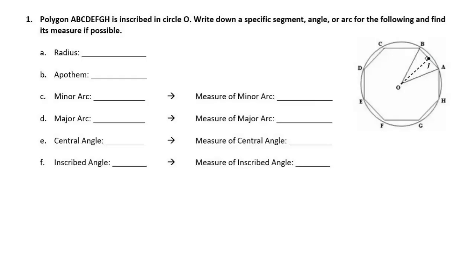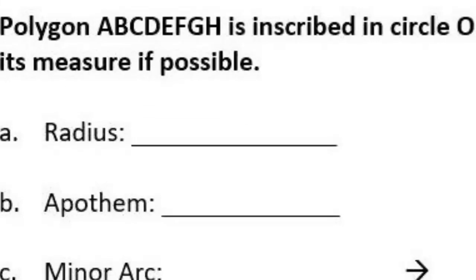Let's go look at example 1 now. Polygon ABCDEFGH is inscribed inside circle O. Write down a specific segment, angle, or arc for the following and find its measure if possible. So in this drawing, I see 2 radii that have been drawn in. Can you guys name one of the radii?